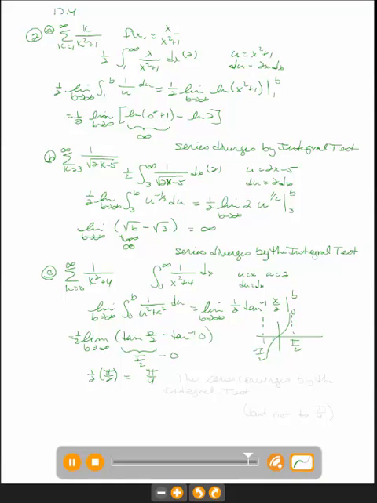So I can say the series converges by the integral test, but I won't put it in parentheses like they did. Remember that the answer does not give you what it reduces to. The next thing we're going to talk about is the p-series.